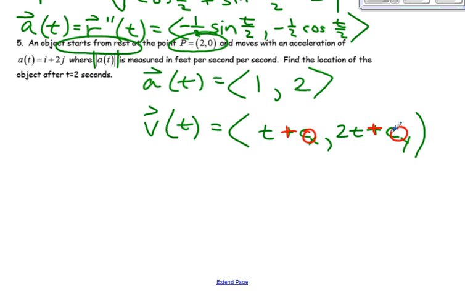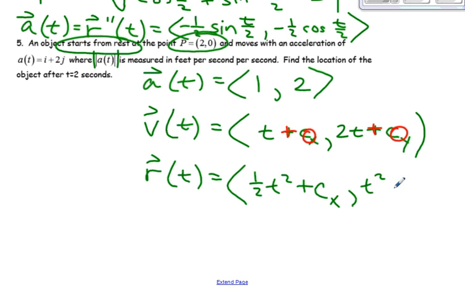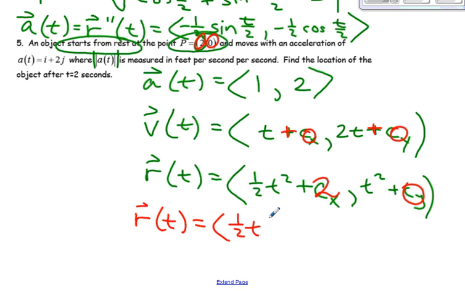So now to find the position vector, we want to take the integral again. And so this would be r. And so the integral of t would be 1/2 t squared, remember, plus c in the x direction, and then t squared plus c in the y direction. Now, again, those are our initial values, and so that comes from the point up here. So my starting point had a starting x value of 2 and a starting y value of 0. So my actual position vector would be 1/2 t squared plus 2, and then t squared.